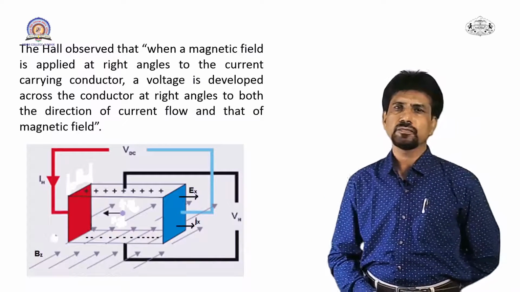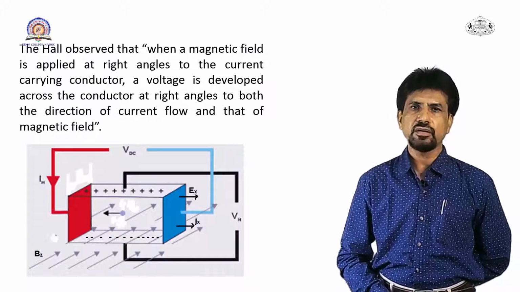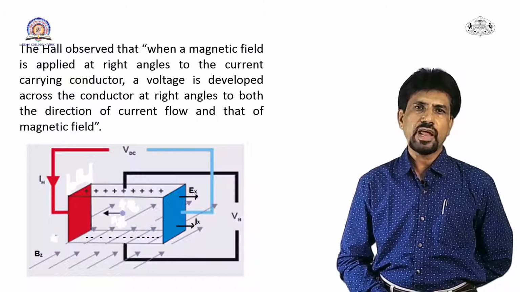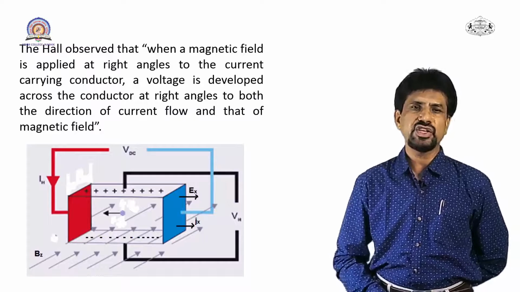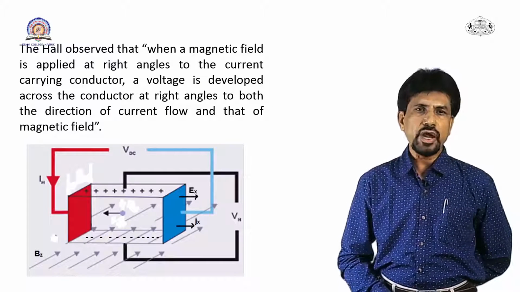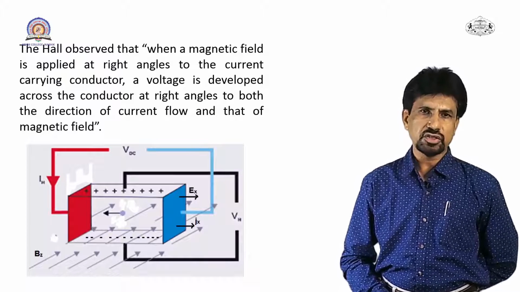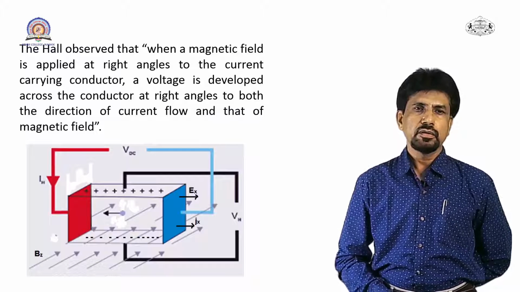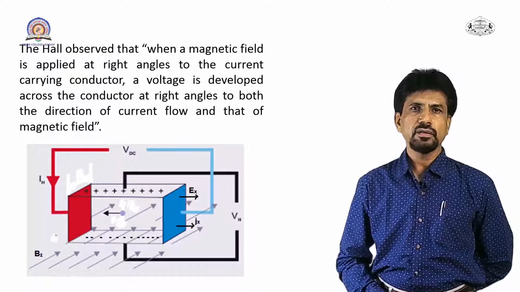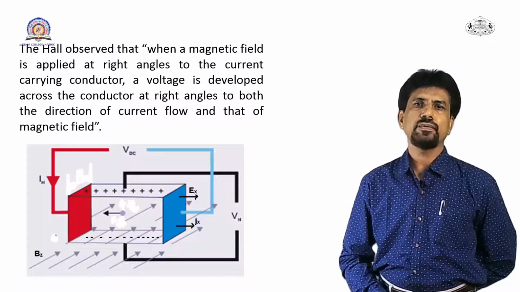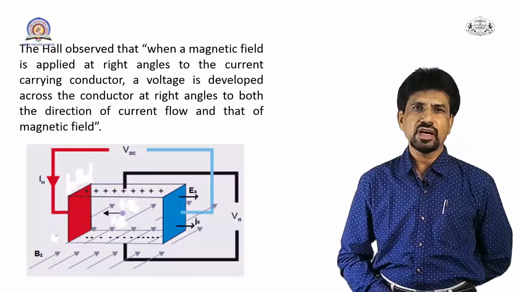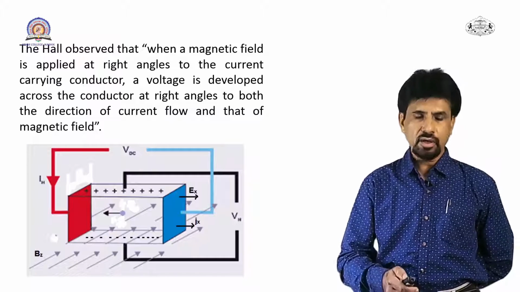Friends, Hall observed that when a magnetic field is applied at right angles to a current carrying conductor, a voltage is developed across the conductor at right angles to both the direction of the current flow and that of the magnetic field. Now in this figure we can see the electric field is applied between the two ends of the conductor by applying a suitable voltage across the two ends of the conductor, and the magnetic field is applied perpendicular to the direction of the current flowing through the conductor. So simply, Hall observed that due to the application of the magnetic field at right angles to the current carrying conductor, a voltage is developed across the conductor at right angles to both the direction of the current flow and that of the magnetic field.